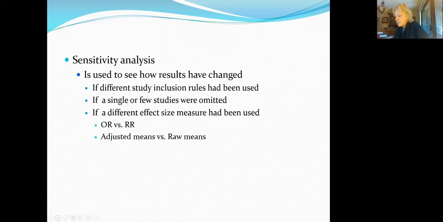And in the assignment that you're going to do, we're going to ask you to calculate how many additional studies might be needed to change the conclusions you draw from that meta-analysis, and that's called the file drawer test.